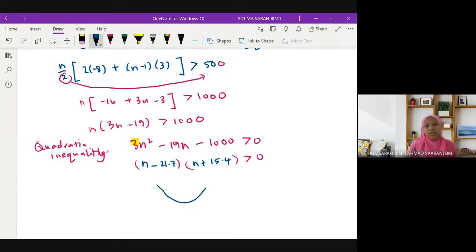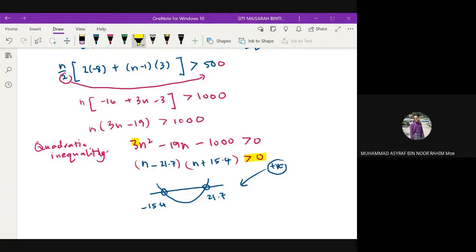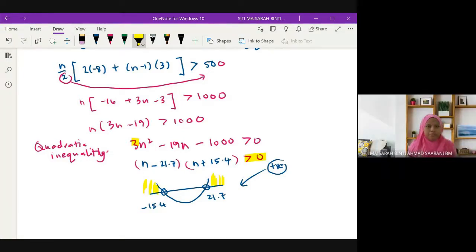Okay. And then kita lukis graph. Dekat sini open. This one is negative 15.4, this one is 21.7. Dia punya kawasan dia, our shaded region should be positive lah. More than 0 is positive. Kat sini positif. Kalau positif, macam mana nak shade? Dalam ke luar? Luar. Okay, here, from left and right ni. Okay, so then we get answer n less than negative 15.4 or n more than 21.7.